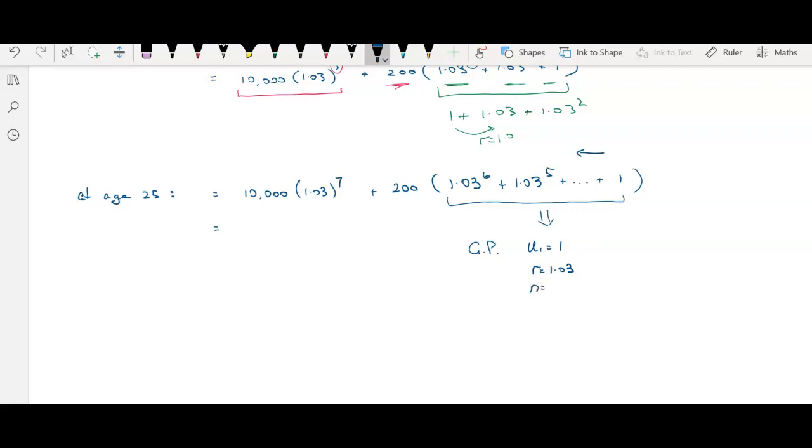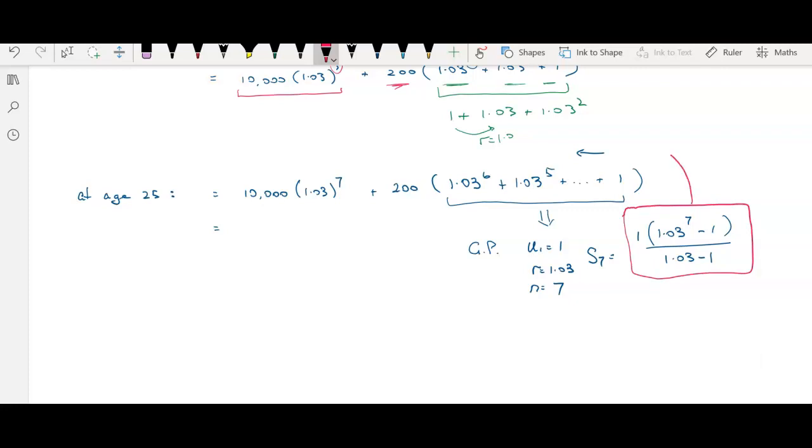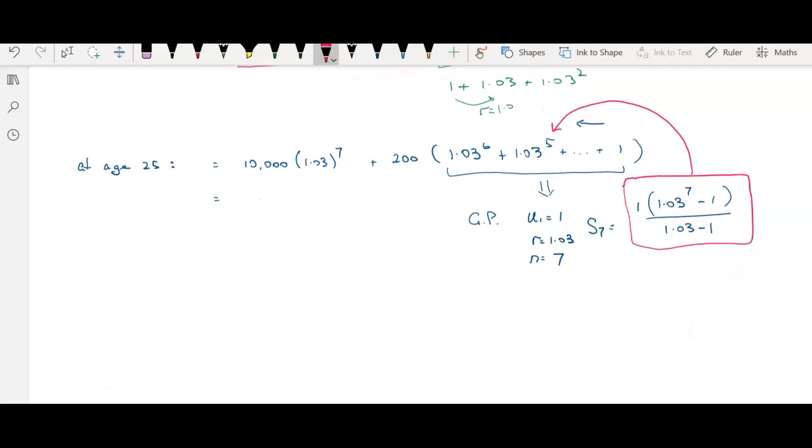Just looking at it from right to left. And the number of terms, what is it? 6 down to 1. It's 7 terms, isn't it? So my sum of 7 terms here is going to be U1, which is 1, by R, which is 1.03, to the power of N, which is 7, minus 1 over R minus 1, 1.03 minus 1. So this here, let's give that a little border. That there is the sum of what's inside the bracket here.